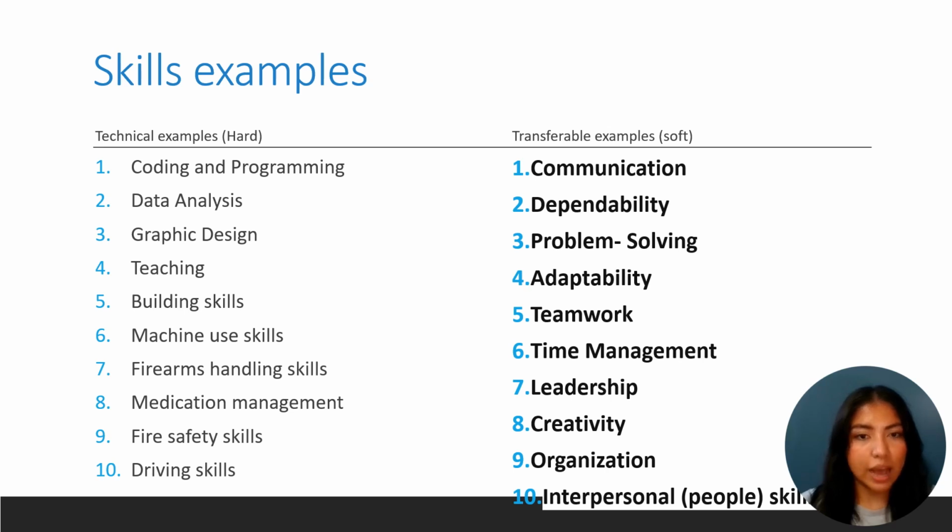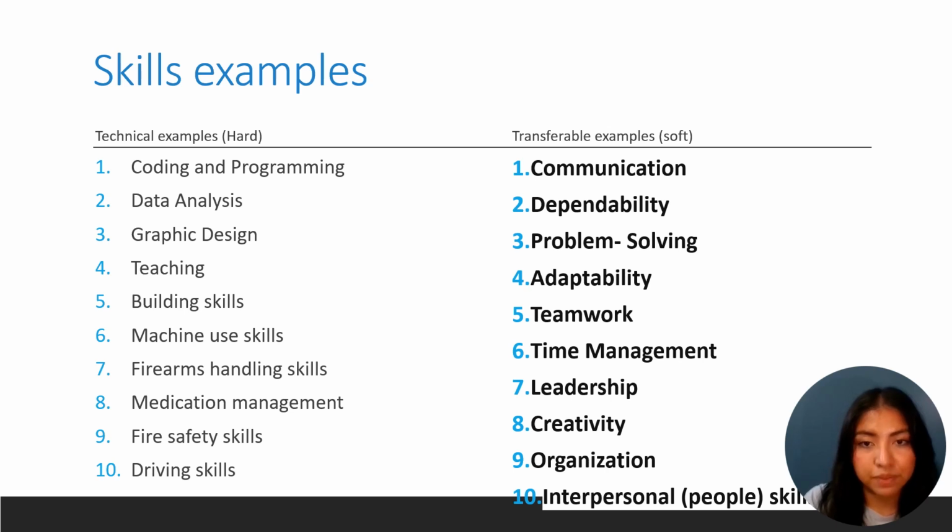So here we have the different skills example. We have the technical skills on the left-hand side and the transferable skills on the right-hand side. And you can see how both of them differ. On the left-hand side for the technical skills, we have data analysis, graphic design, building skills, fire safety skills, and driving skills.